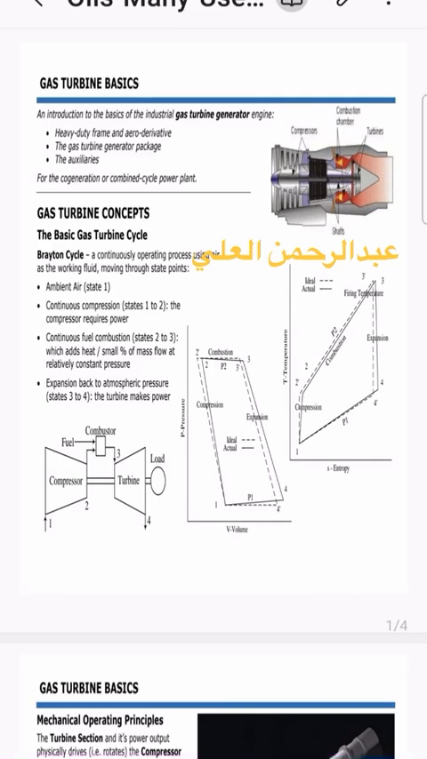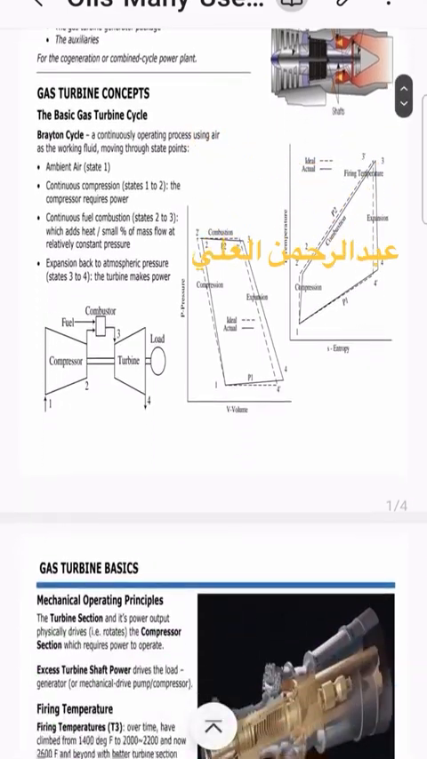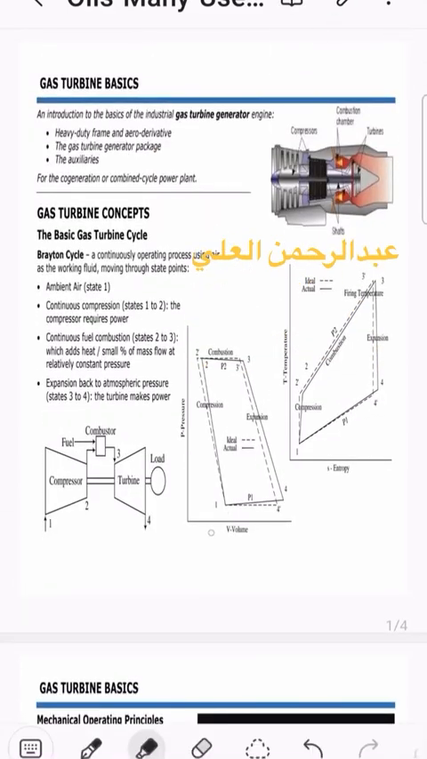Okay. Now, the gas turbine concepts. The basic gas turbine cycle. Everybody knows that the Brayton cycle is a very important cycle for engineers. Let's see the gas turbine cycle. First of all, we have the ambient air, which means the atmospheric pressure. It is coming here. This is the atmospheric air.